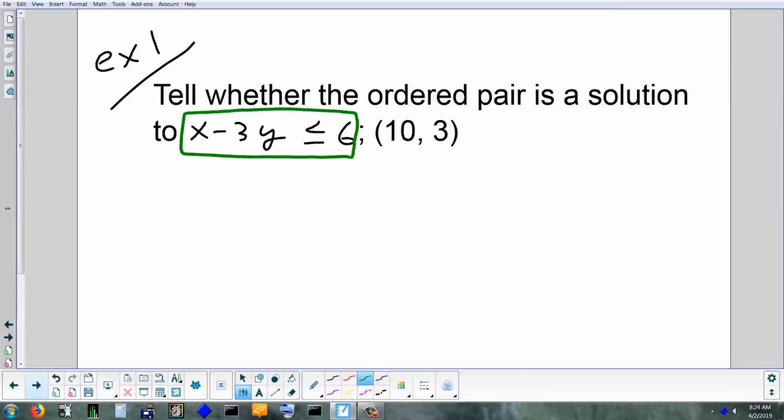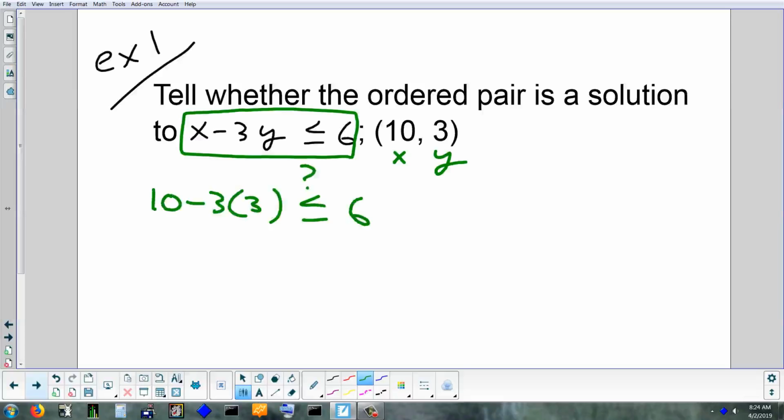What am I plugging in for x? 10. What am I plugging in for y? 3. So now, like Mr. Roy just said, let's just substitute that in. x is 10. 10 minus, now you're not going to put y, we're going to fill in for y. What number do I fill in? 3. Is less than or equal to 6.